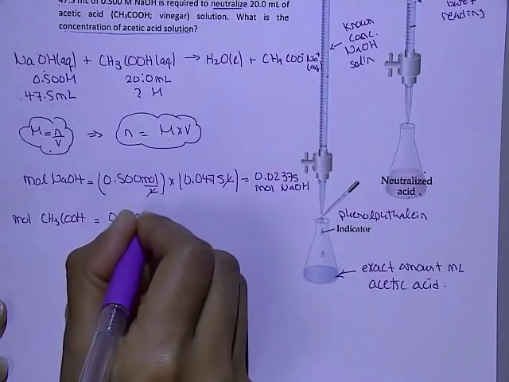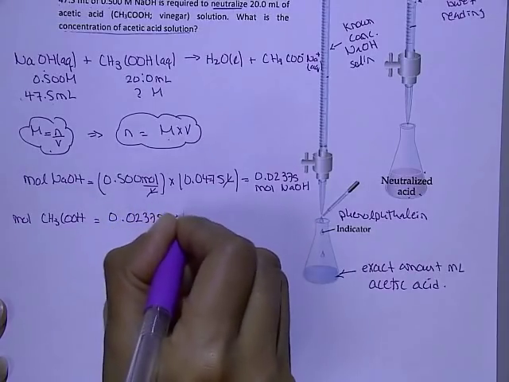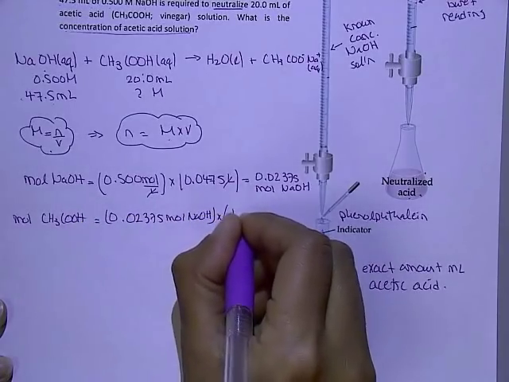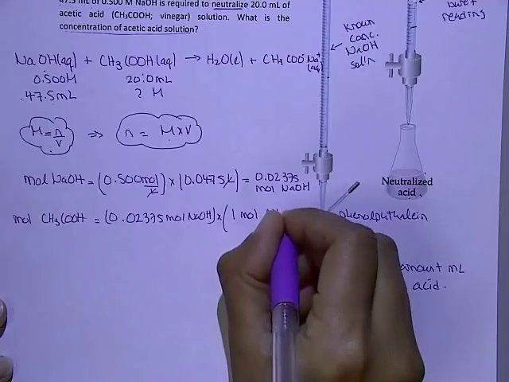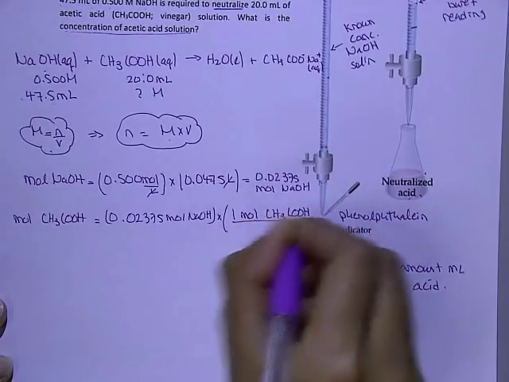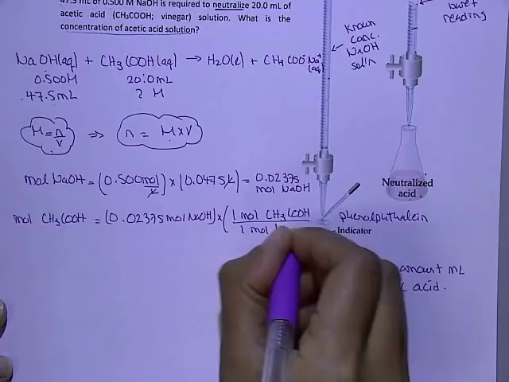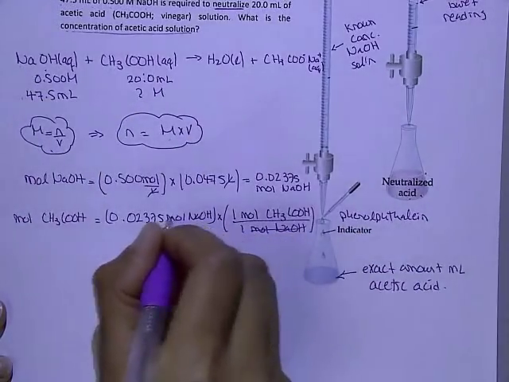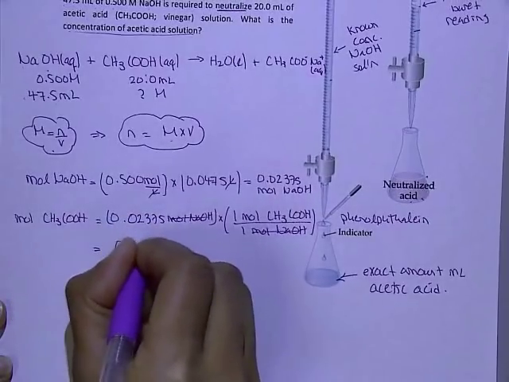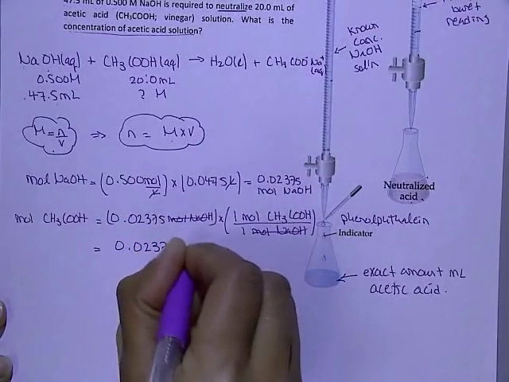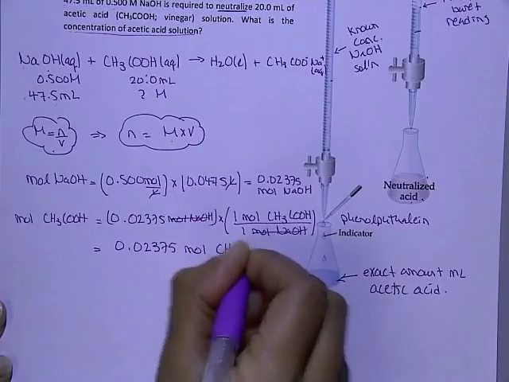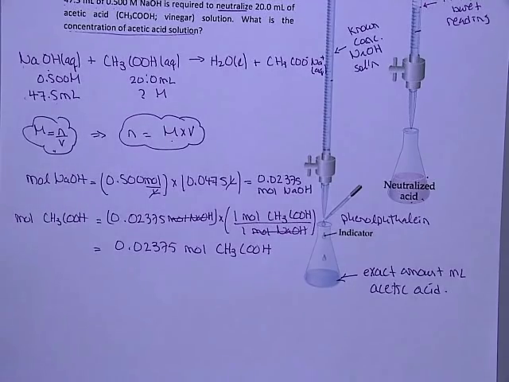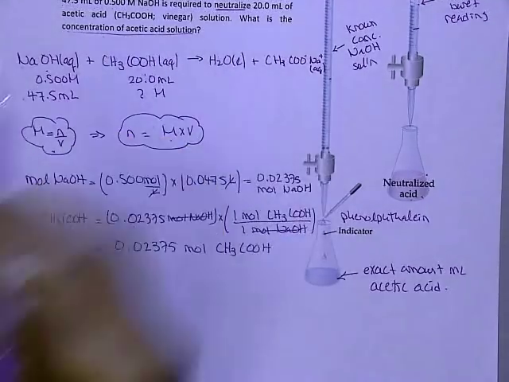and if we have moles of sodium hydroxide, we can multiply this by the stoichiometric ratios, which say you have 1 mole of acetic acid per 1 mole of sodium hydroxide, because all my coefficients are 1 to 1 to 1. These cancel out, and I get the same exact value for moles of acetic acid. So now that I have moles of acetic acid, I can plug it into my molarity equation to find the concentration of acetic acid.